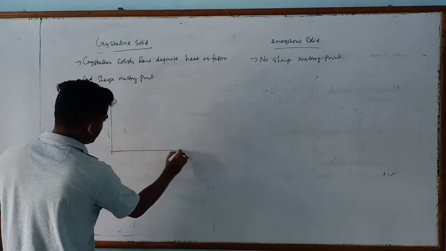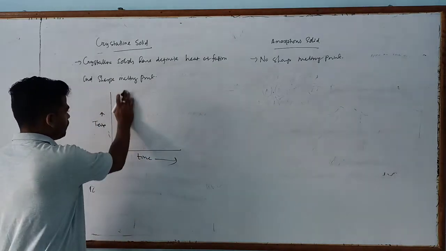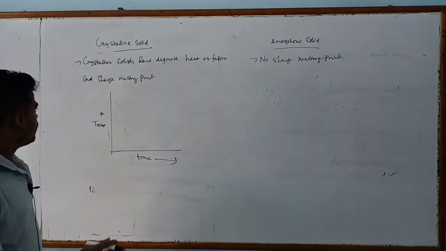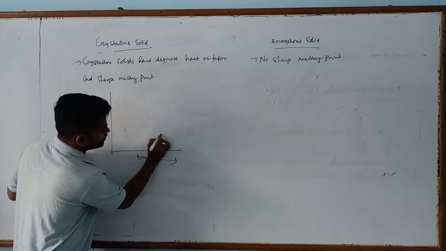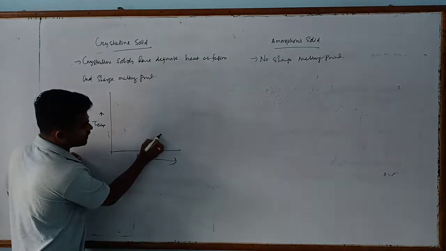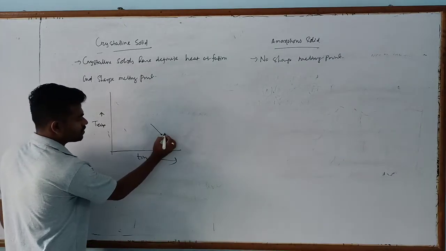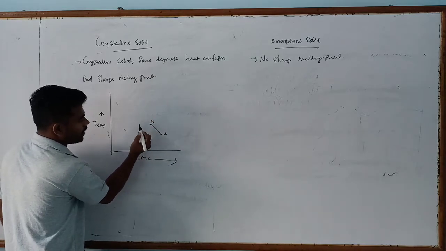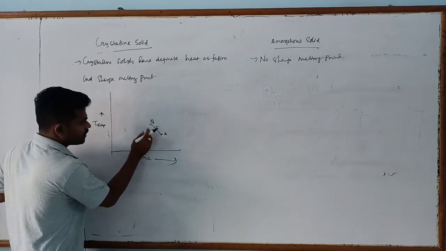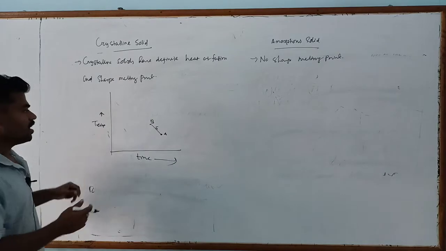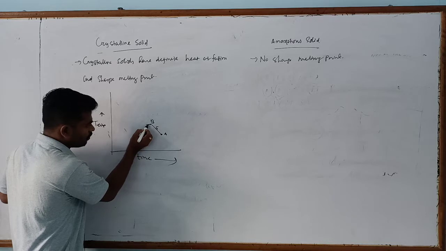If you consider here, this is temperature and this one is time, let's say. Suppose I am considering the melting point of a solid. So suppose a solid is here, and if you increase the temperature, then the graph will be like this. Suppose this one is A, and this is B. From A to B, this is solid. From B, the melting or the fusion of solid takes place until the entire solid gets converted into liquid. There we get a parallel line like this.